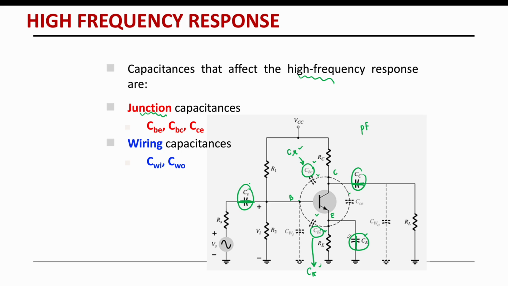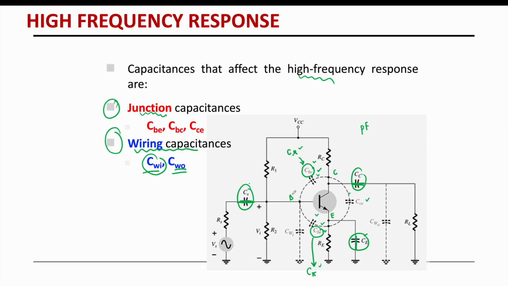But now, the other capacitances that appear or become noticeable are the internal capacitances, which are C mu, internal capacitance C pi and internal capacitance CCE. Not only that, we also have another stray or parasitic capacitance known as wiring capacitances, and these wiring capacitances happen at two nodes, at the input node and at the output node.